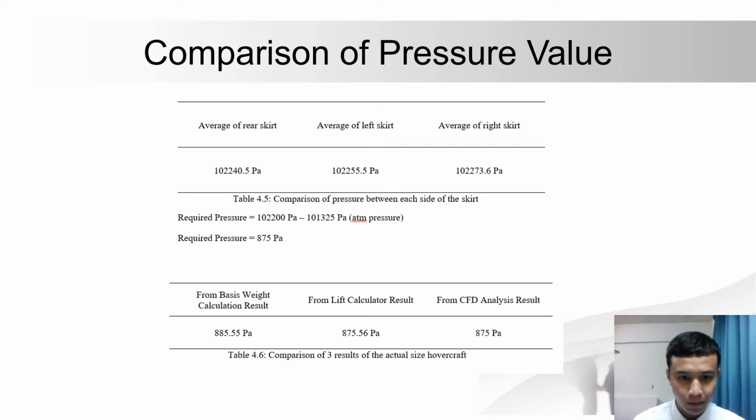And here the lower table is from the basic weight calculation, lift calculator result, and CFD analysis result, which I have explained earlier, and the comparison. We have to compare these three results, which means that the actual size of the hovercraft can hover and lift because it has enough pressure to lift up.